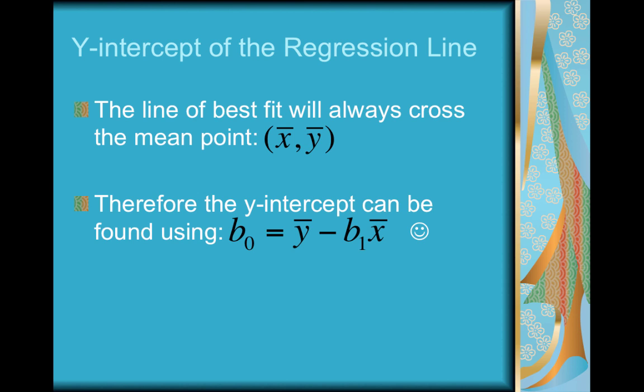Both equations will be given to you for the AP test. But you will have to know what b sub 1, b sub 0, x bar, and y bar represent. Again, when you are calculating the y-intercept, make sure that you find the slope first and then find the y-intercept.